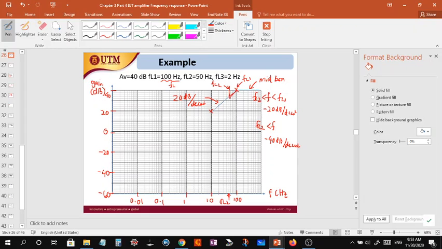Below FL2, the roll off is different. The roll off is 40 dB per decade. So in order for us to draw the line with the slope of 40 dB per decade, you need to know the initial gain. The initial gain at FL2 is around, let's say, 34. Okay, let's say 34. So the gain at FL2 is 34.